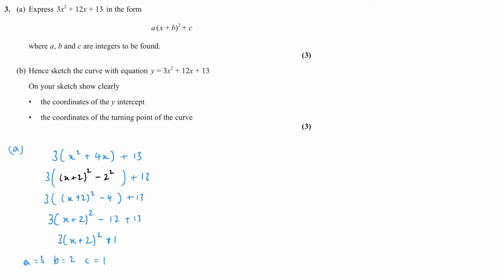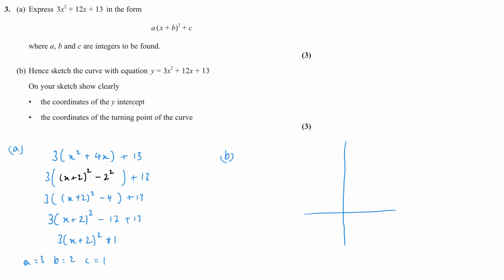Now part B is hence sketch this graph. So I'm going to look at the sketch. Now the 3 outside that bracket isn't going to make that much of a difference to a sketch. It's just going to make it a steeper bit on the graph, but it's not going to actually change your sketch, because you don't write down your scale, so it'll just look the same as if it wasn't there.